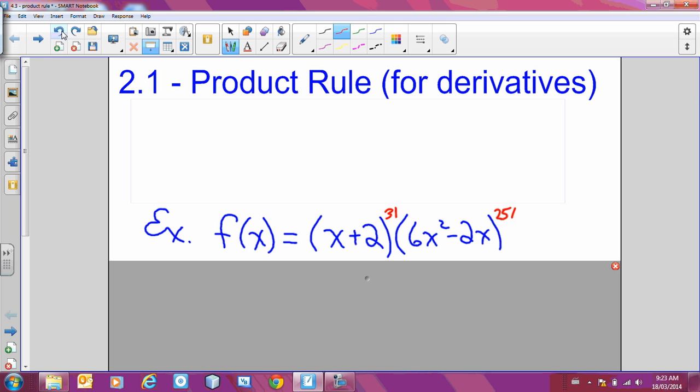Okay, so eventually we'll be there. We're not quite there yet, but the starting point to get there will be to understand the product rule.